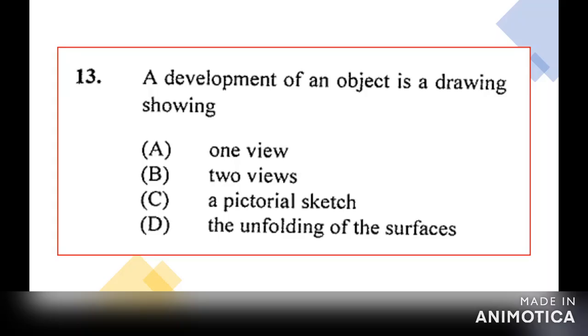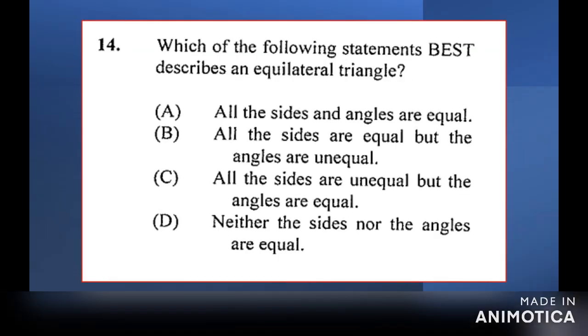Number 13, a development of an object is a drawing showing the unfolding of surfaces. So if you have a box and you unfold the box, it will show you how the box is developed. It's like an unfolding of something that was together. So the answer would be D, 13D. Number 14, which of the following statements best describes an equilateral triangle? All the sides are equal and all the angles are equal. So the answer would be A.